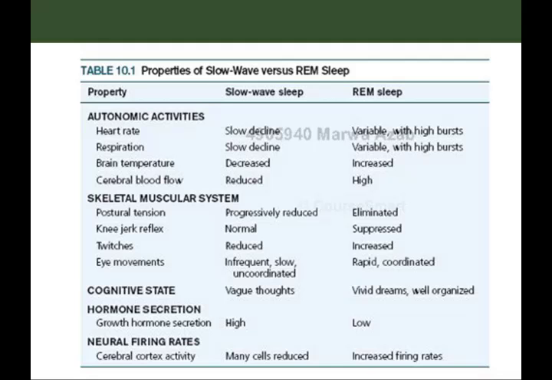And if you have a little child, you actually can see how their heart rate and breathing rate fluctuate. It's very obvious with an infant or a child. Okay, your brain temperature increases. So as the night wears on and as you wake up, you get hot, and that's because your temperature is increasing. The blood flow to the brain also increases or is high, and that's because we dream during this stage. Okay, your muscle tone, your posture is progressively reduced, but it's completely eliminated. You're paralyzed during REM sleep.